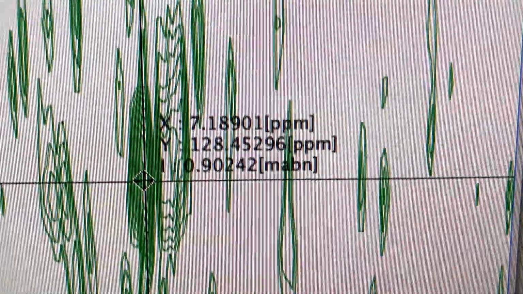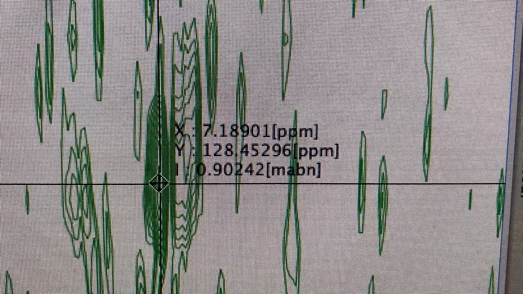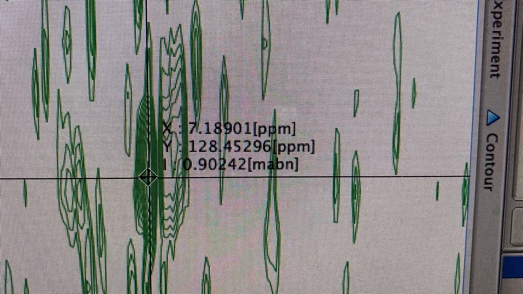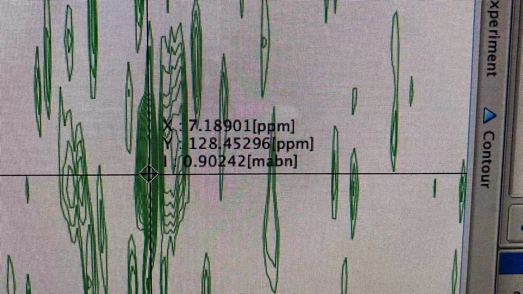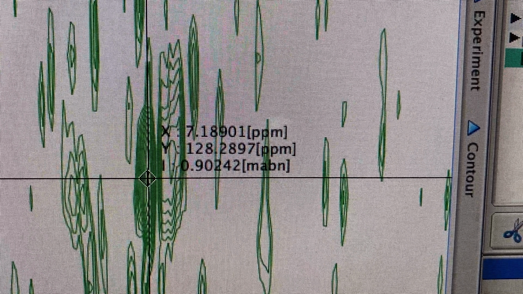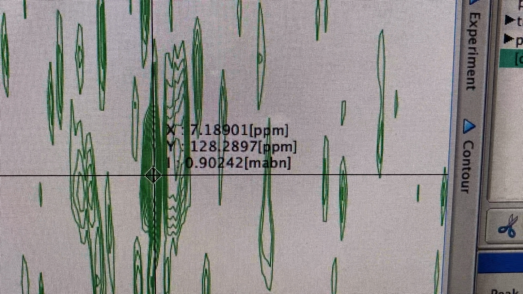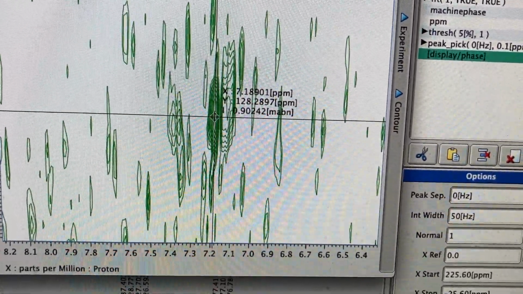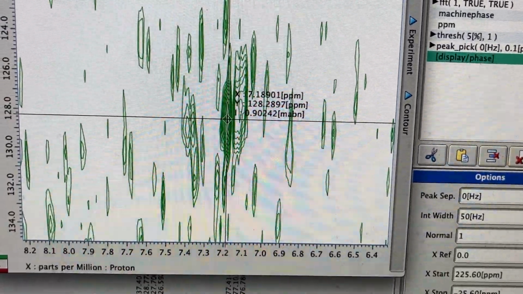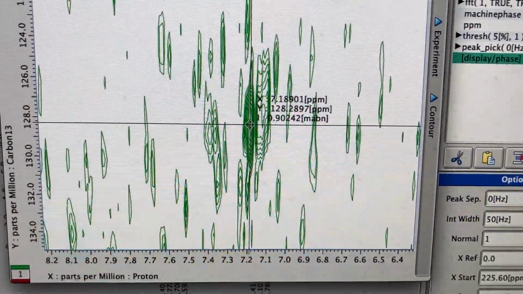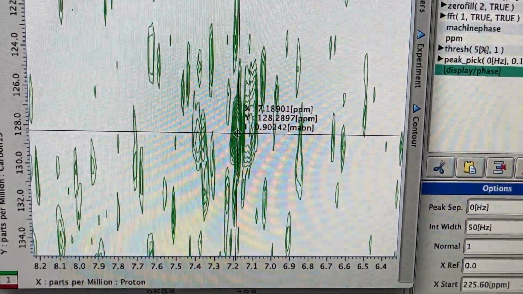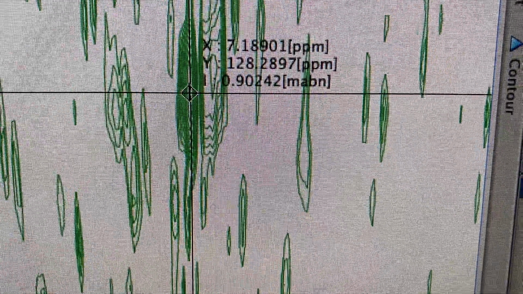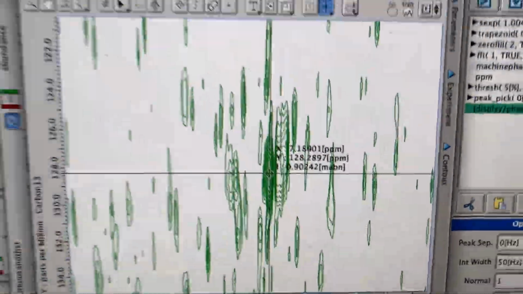It's hard to see it. 7.18, that's for X, and that's one of the proton peaks that we assigned. And then the Y is one of the carbons that was assigned, 128. So that means this peak here is actually going to be the carbon for that proton peak. So that's one of the examples, a good example I can advise you to consider. Other ones are a little bit hazy, but this one, I'm pretty sure that would be the peak.